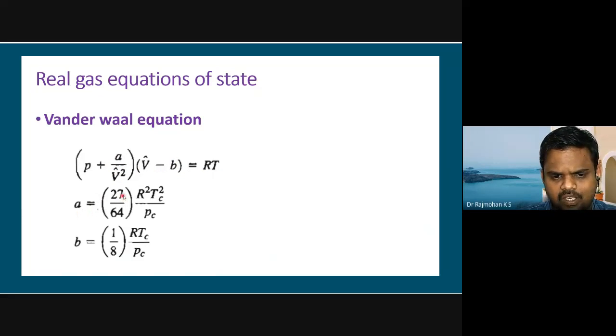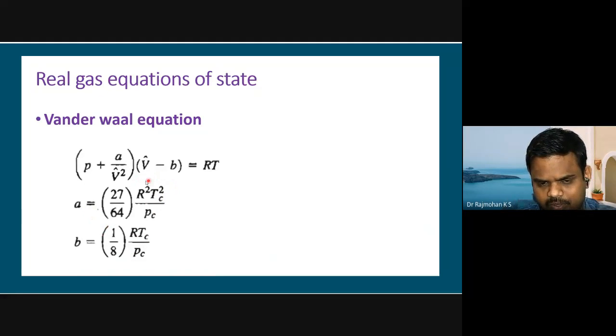a is given by 27 by 64 R square TC square by PC, where PC is critical pressure and TC is critical temperature. b is 1 by 8 RTC by PC. This a and b will have corresponding units. If you simplify, you will come to know the unit of a and b. They are not unitless quantities, they have units.